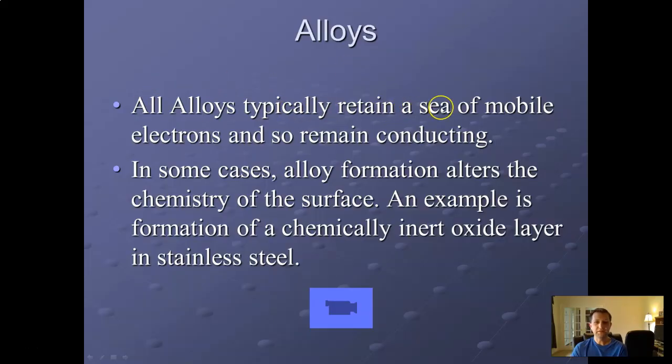But all alloys typically retain a sea of mobile electrons and also remain conductors of electricity. In some cases, the alloy formation alters the chemistry of the surface. And we'll talk about this a little bit actually in unit 7 at the end of the course in electrochemistry. Some alloys form this oxide layer over the top of your metal, which is actually a protective coating or protective layer. So that's really cool too. So it actually protects the underlying surface from corrosion or just some natural wear and tear. Okay, let's check out this alloy clip and then we'll wrap it up.